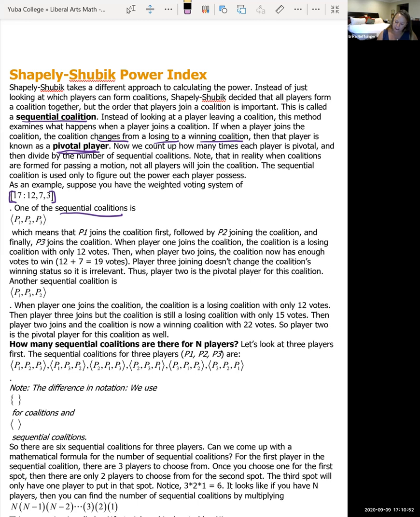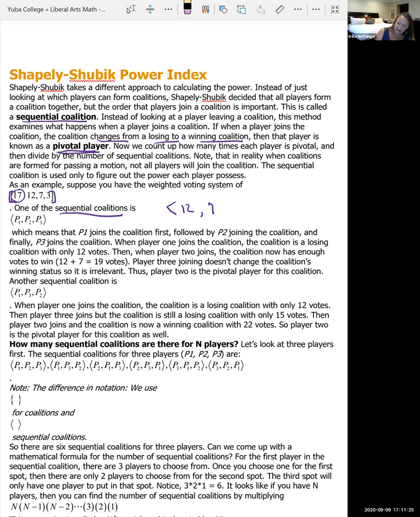When player 1 joins, the coalition is a losing coalition with only 12 votes. We have 12 votes for player 1. Then 7 votes come in, and remember we add the weights together, so that would be 19. And 19 would pass as a winning coalition, since the quota was 17.